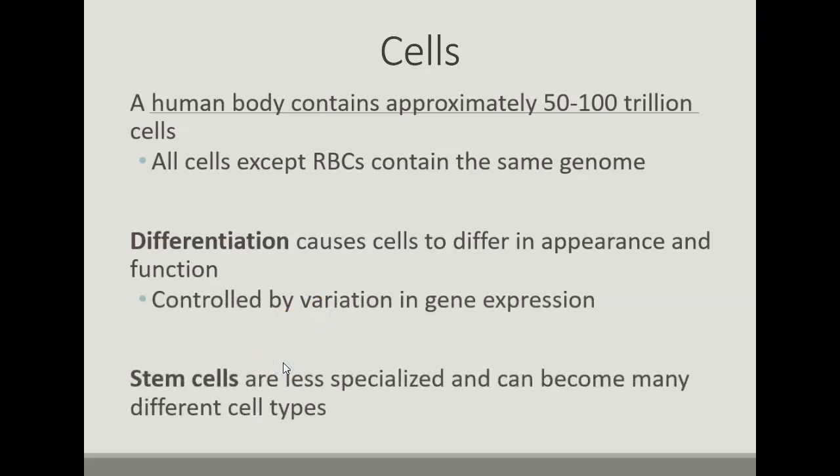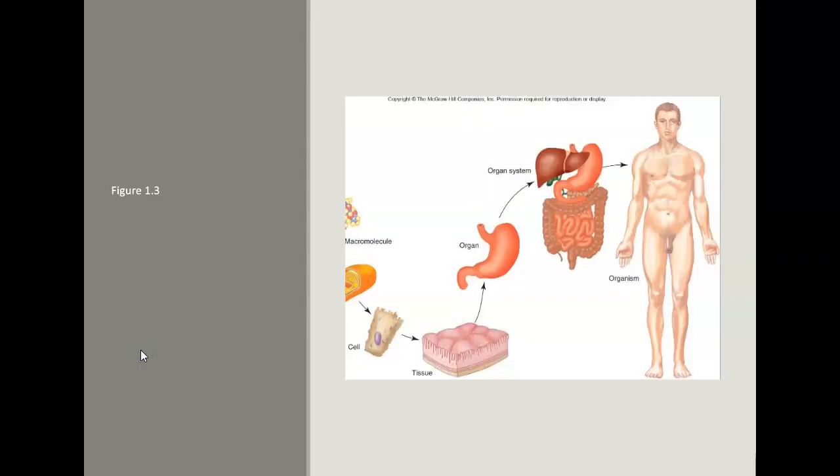It tells a heart cell to be a heart cell and only produce the proteins that a heart needs. We have liver cells that tell our liver only to produce the proteins that the liver needs. So it's a process called differentiation.